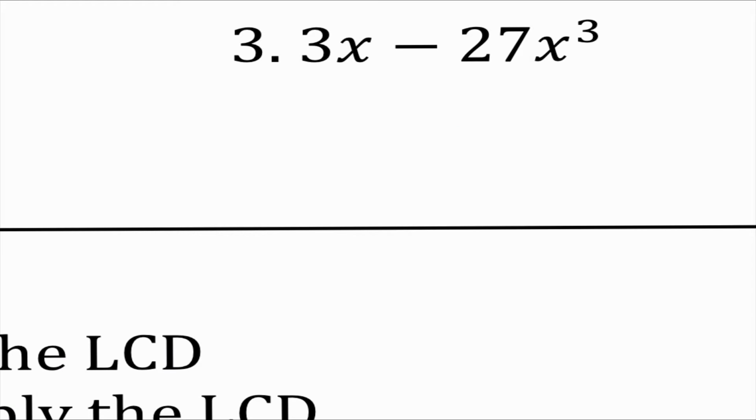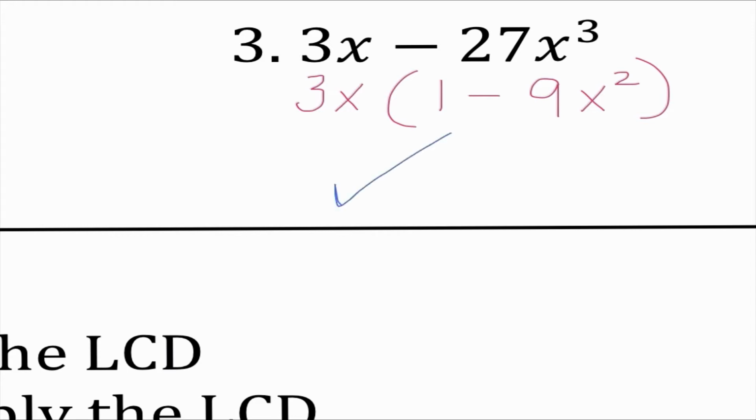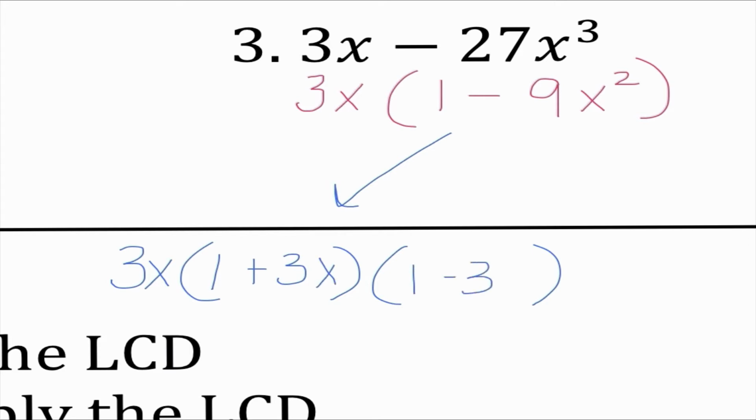Number 3, definitely the toughest one. Our first step, though, for everyone would have been taking the GCF out, which was 3x. And now we really have two different options. The first option, this is what I would probably do. I notice 1 minus 9x squared, I can do more with that. In fact, that fits my difference of squares pattern. So I get 3x times 1 plus 3x times 1 minus 3x.